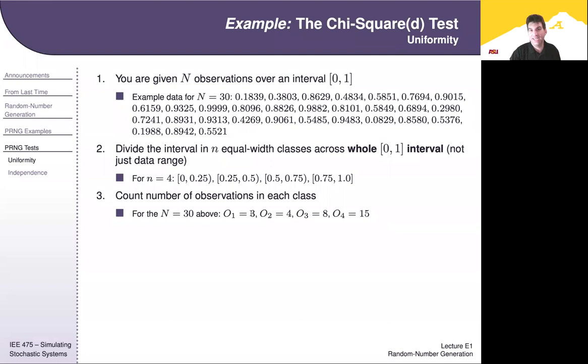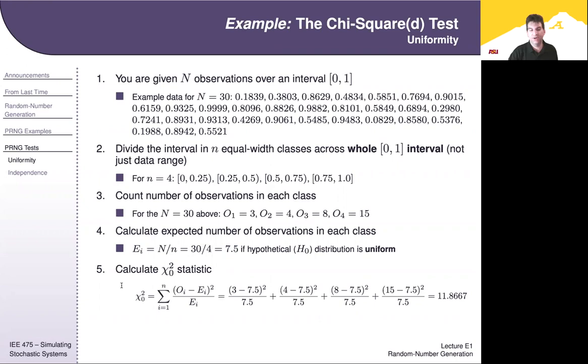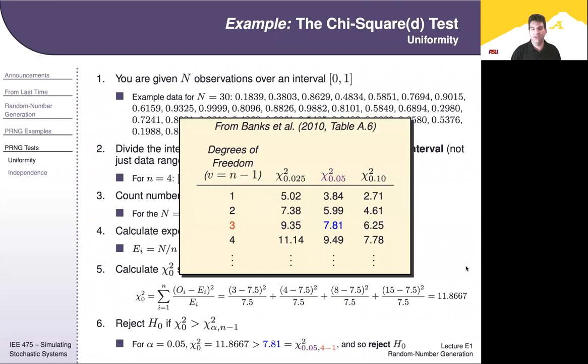But let's see. The expected number is going to be my 30 observations divided by my 4 bins. That's 7.5. So I would expect, if this is uniformly distributed, the average number should be about 7.5. That's above 5, so it is okay to use the chi-squared test. So then I plug it into my chi-squared formula and I get this number, 11.9. And I have to ask, is that number too big? Is it too far away from the expected distribution? I look at the table for an alpha of 0.05 and a degrees of freedom of 3. Remember, I used 4 bins, so the degrees of freedom is 3.